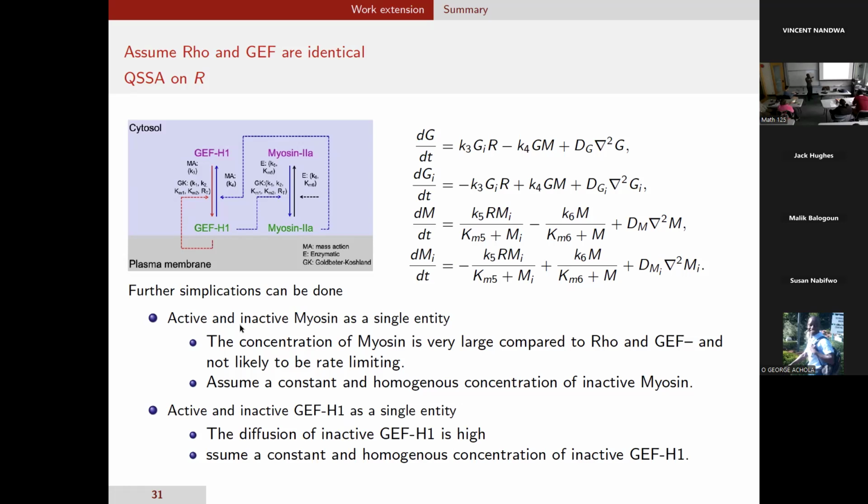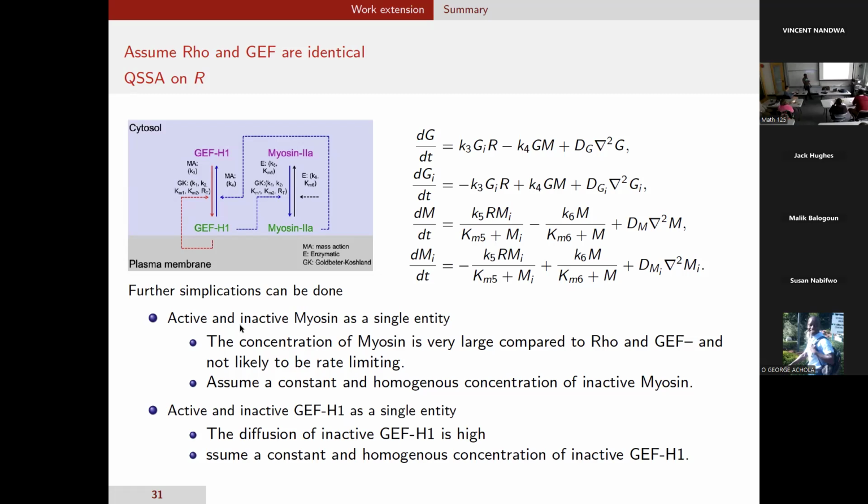But this can be simplified further, to see if we can still get the same dynamics, but now with the diffusion. The justification for simplification that the experimenters mention might be this: the concentration of myosin is very large compared to the rho and GEF, so they think it might not affect the dynamics. So can we assume a constant or homogeneous concentration of the inactive myosin, so that we keep the 3 equations G, I, and M, but M just comes as a constant or a function?